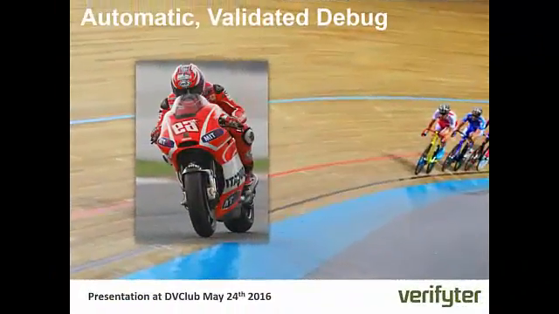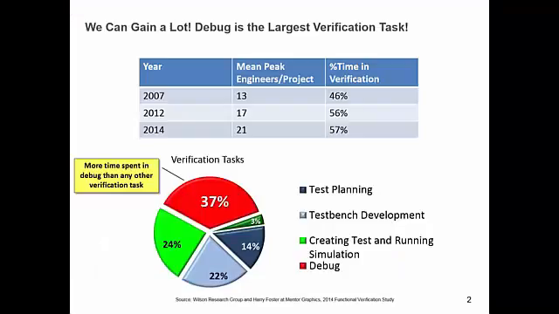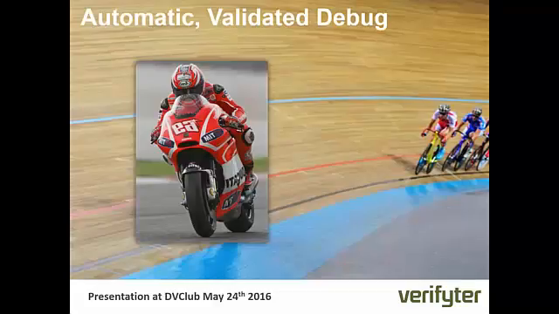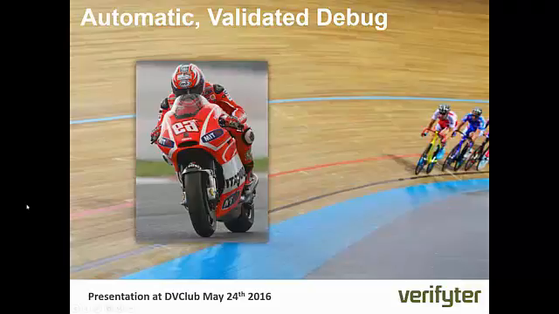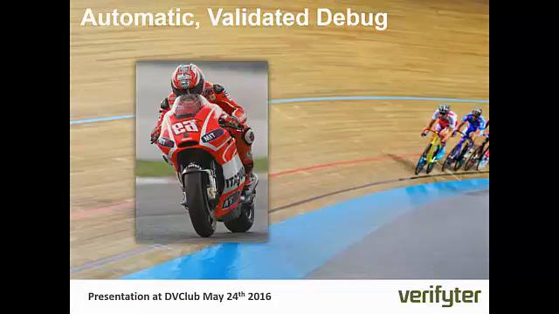So our next speaker is Daniel Hansson from Verifighter. He's going to speak on automatic validated debug of regression failures. It says debut. Debug. There's a bug in the debug. So, automatic validated debug of regression failures.